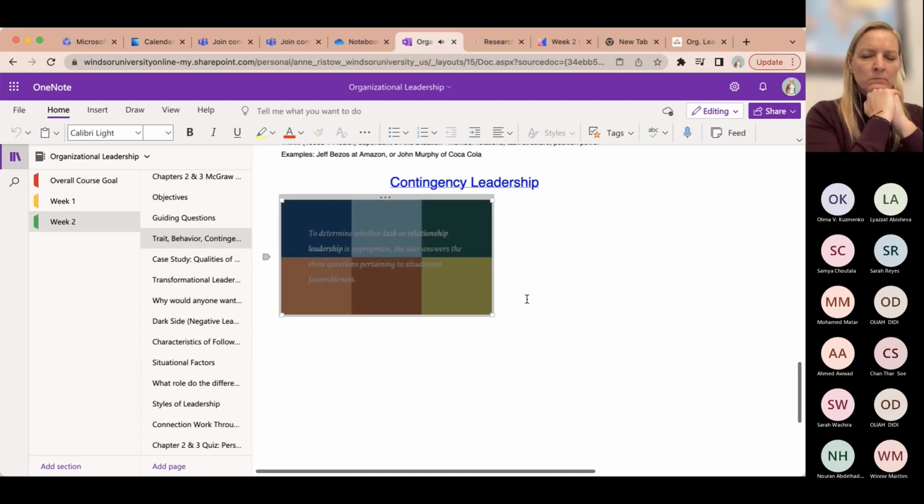To determine whether task or relationship leadership is appropriate, the user answers the three questions pertaining to situational favorableness.